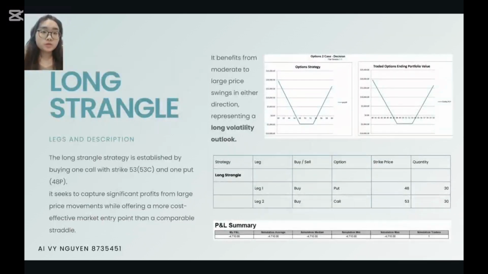The long strangle strategy combines two out-of-the-money options, a long 48 put and a long 53 call, designed to profit from large price swings in either direction. Theoretically, its payoff is V-shaped, showing unlimited upside and limited downside equal to the premiums paid.